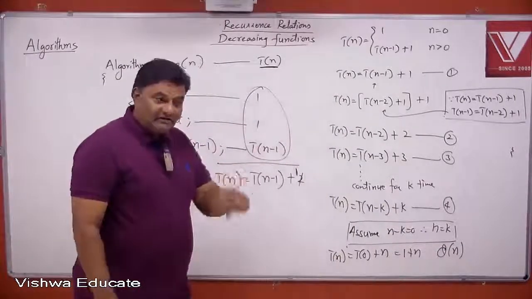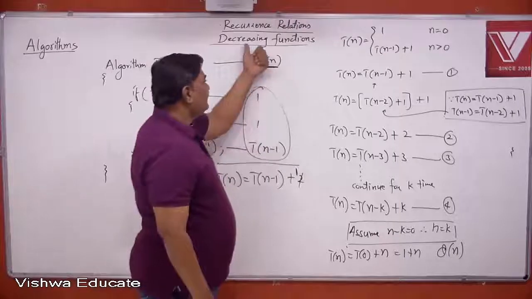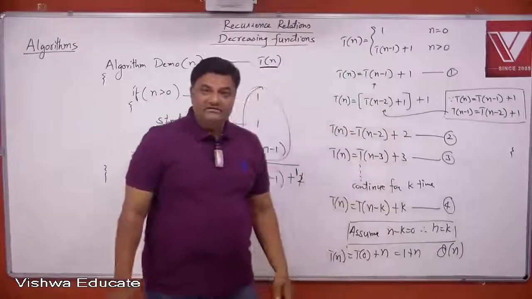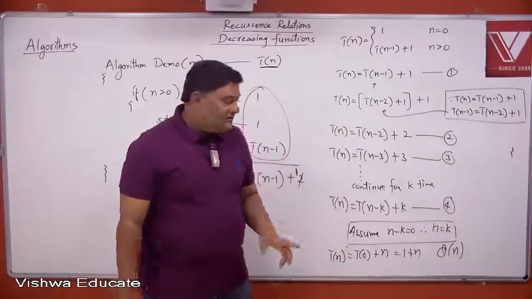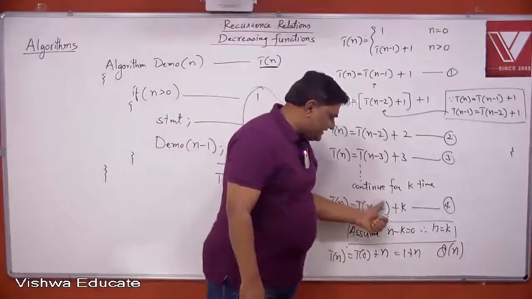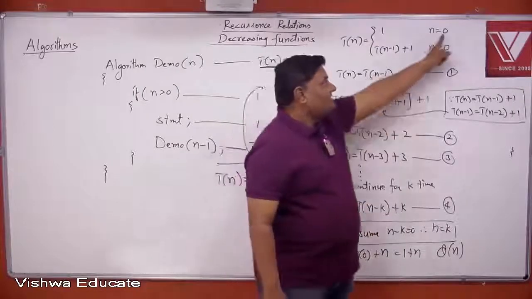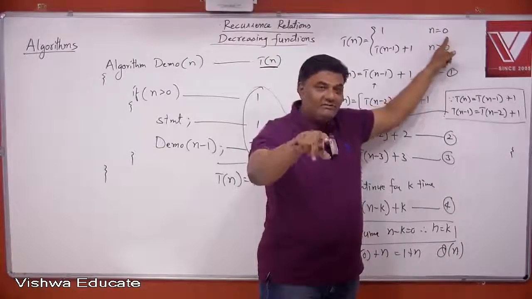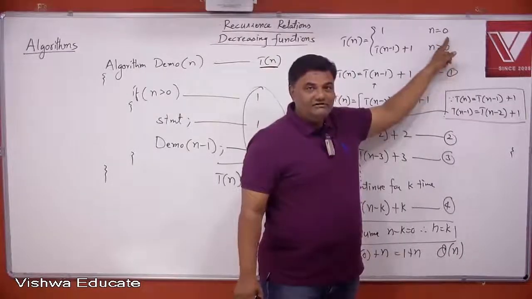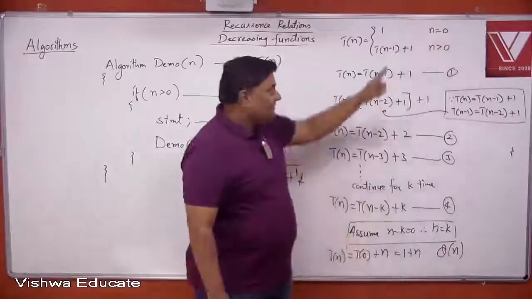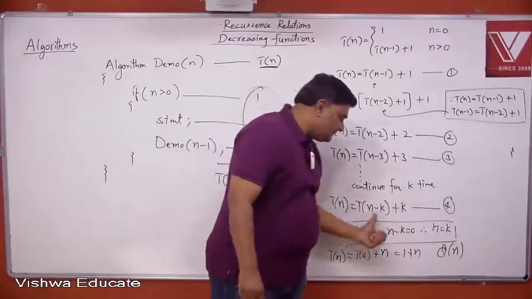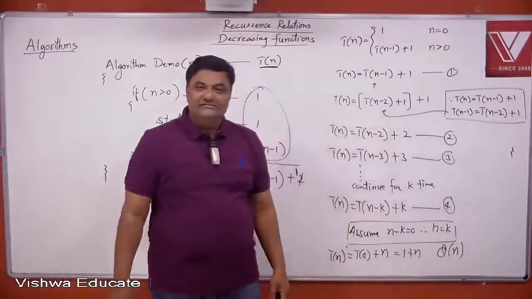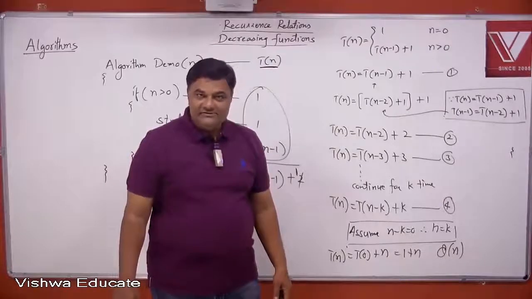Then in this example of a decreasing function, where it is n minus something, we have to assume that this has become 0. In the previous example, it was 1. I'll come to it once again. We have to solve. This is 1, but now it is 0. So we have to assume that it is 0. So n minus k is equal to 0. So n is equal to k. Right? n is equal to k.